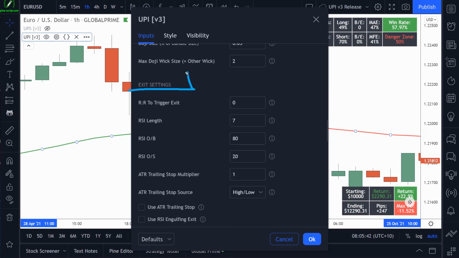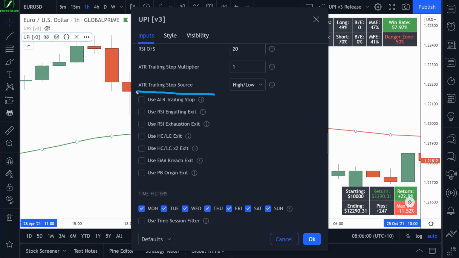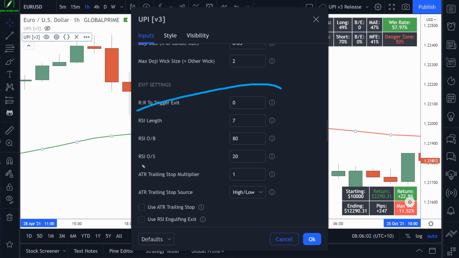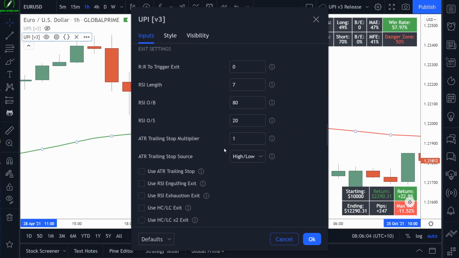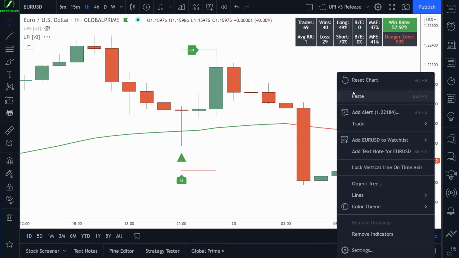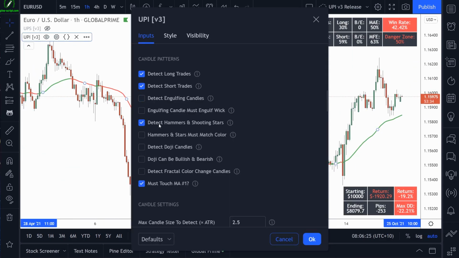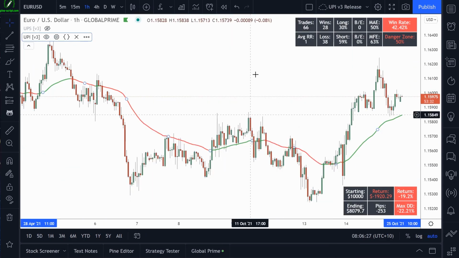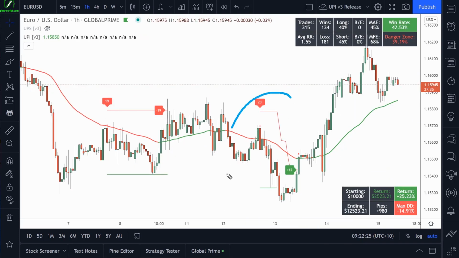Next up, we have our exit settings. So this is for governing our exit reasons. So I'll jump ahead to the exit reasons and come back to these settings which govern the parameters of our exits. The first exit reason we have here is use ATR trailing stop. So all of these settings here will overwrite your fixed take profit. So if I turn on use ATR trailing stop, reset my chart, let's turn off hammer candles and turn on engulfing candles. And now here's an example of a trailing stop trade.